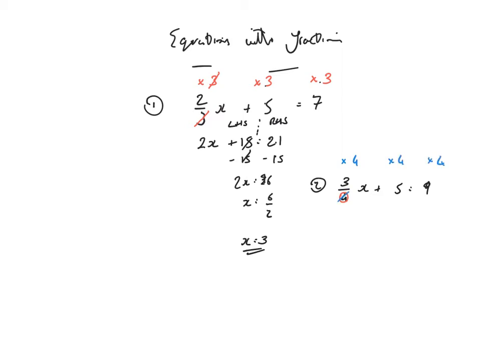Okay, so that divide by 4 and times 4 cancel out to leave me with 3x. 5 times 4 is 20, and 9 times 4 is 36. Letters to the left, numbers to the right. So we're going to take 20 away from both sides. And that'll leave me with 3x equals 36, take away 20 is 16. And x equals 16 over 3, final answer.